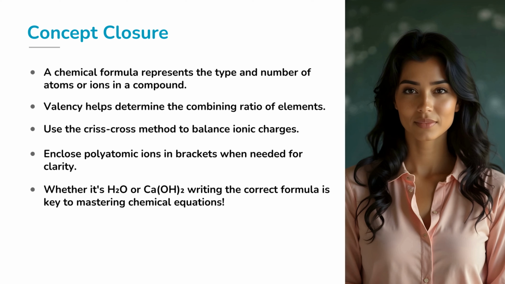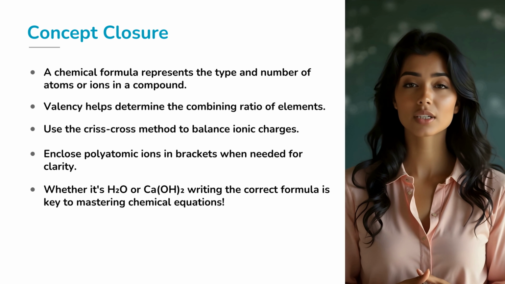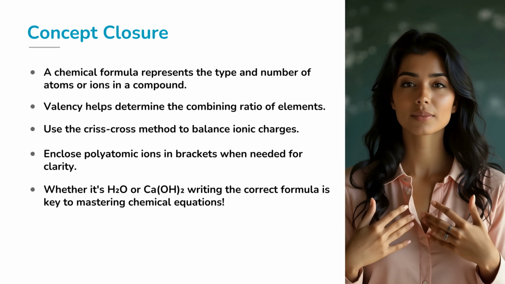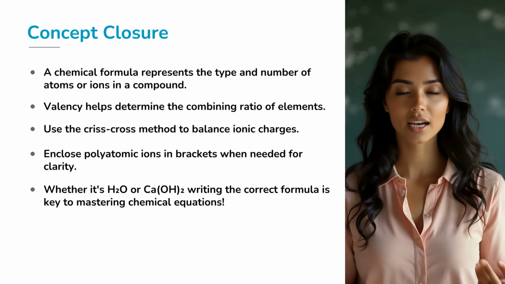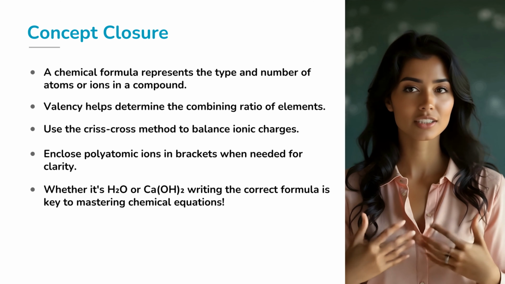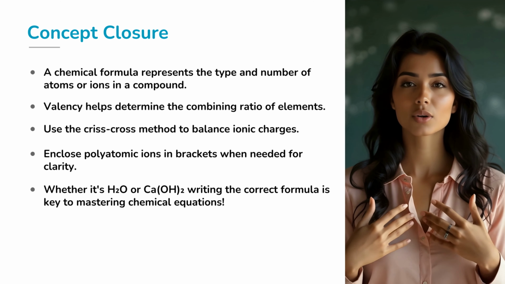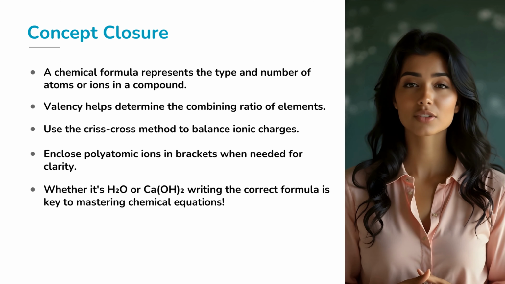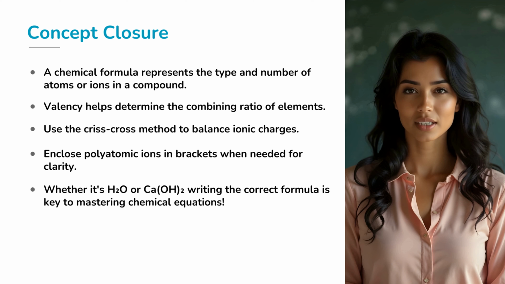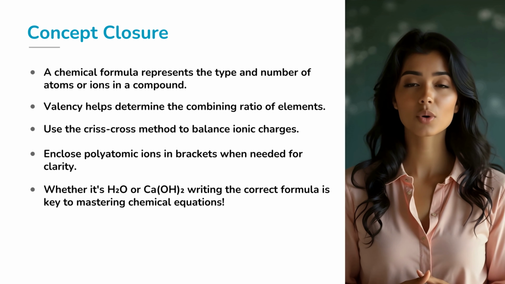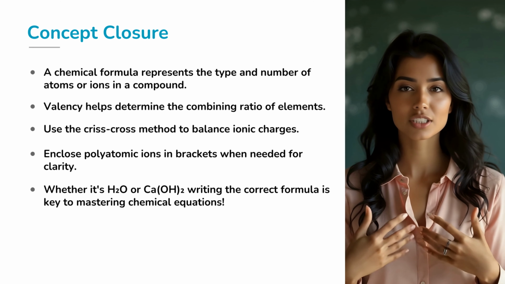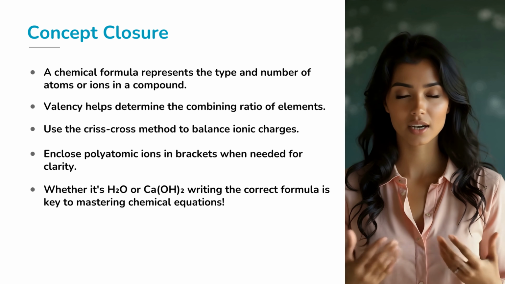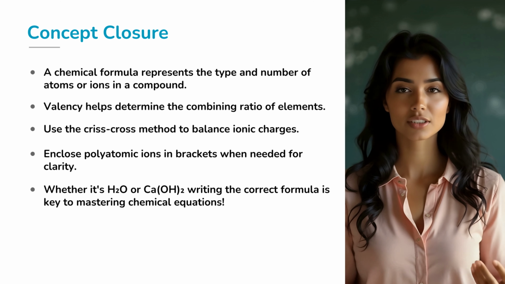Let's quickly revise what we've learned about writing chemical formulae. Chemical formulae show us which atoms are in a compound and how many of each. To write them correctly, we must know the valency of each ion, balance the positive and negative charges, use the crisscross method, and apply brackets when needed for polyatomic ions, whether it's water H2O or calcium hydroxide. These formulas help us understand and predict chemical reactions.